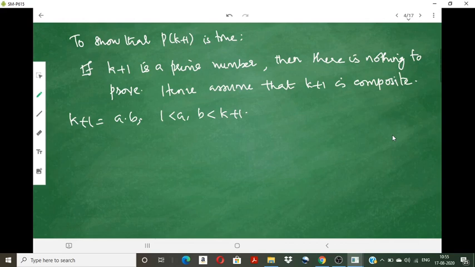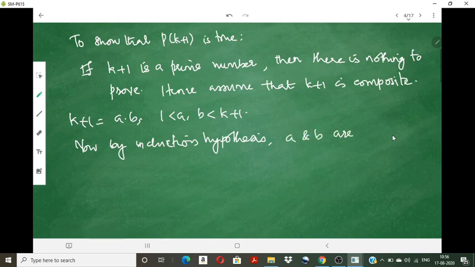Okay, so now what about the factors a and b? Both are greater than 1 and less than k plus 1. So a and b lie between 2 and k. Now by the induction hypothesis, a and b are either primes or can be expressed as a product of primes.